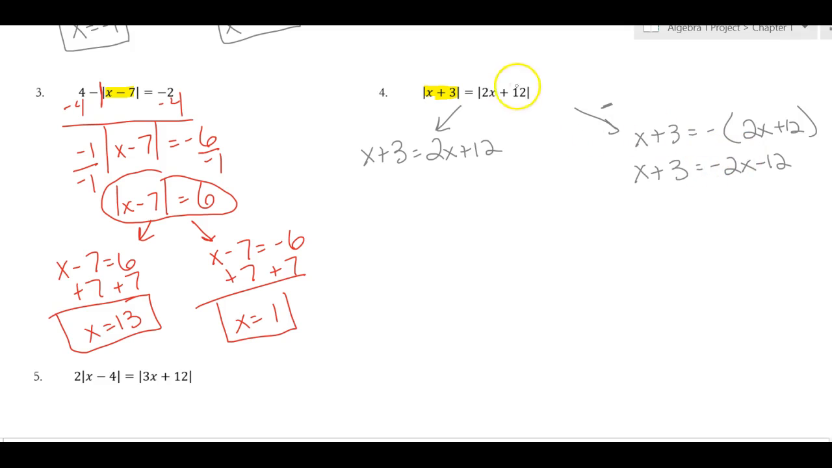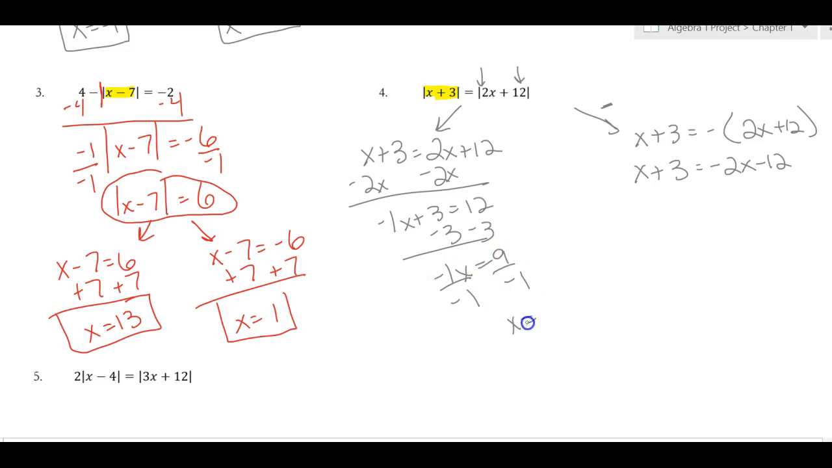Some of you might directly jump to this step where you just distribute the negative, which is fine. You just have to remember that you have to change both the signs. Okay, so I have minus 2x, and I get negative 1x plus 3 is 12, minus 3, so negative 1x is 9, divide by negative 1, so x is negative 9. So there's the first answer we have to check.